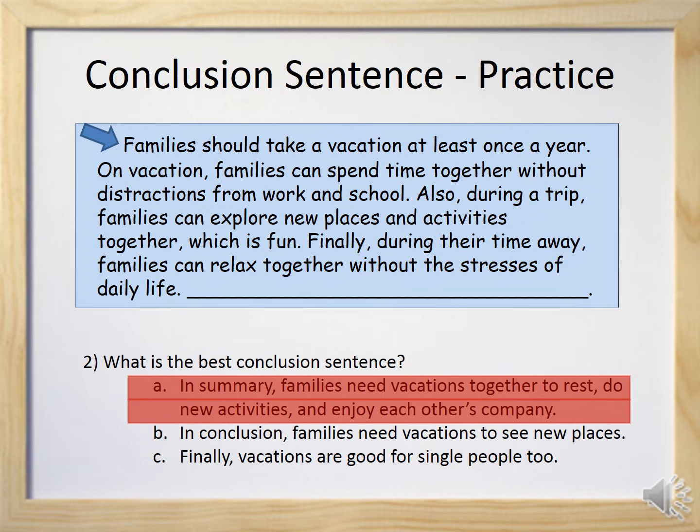What about sentence C? Finally, vacations are good for single people too. The problem with sentence C is this paragraph talks about families, not single people. You can't have new information in your conclusion paragraph, so sentence C is not a correct conclusion sentence for this paragraph.